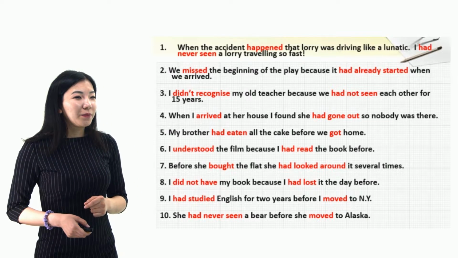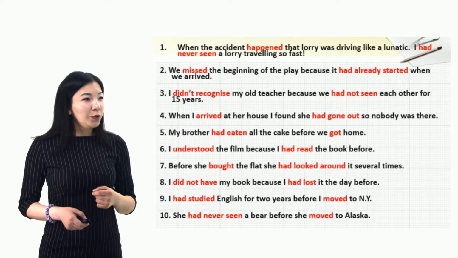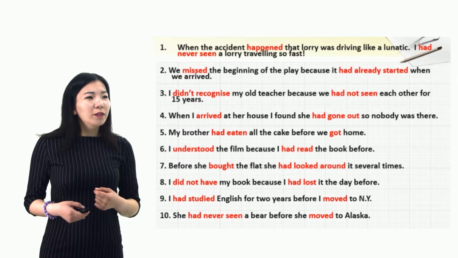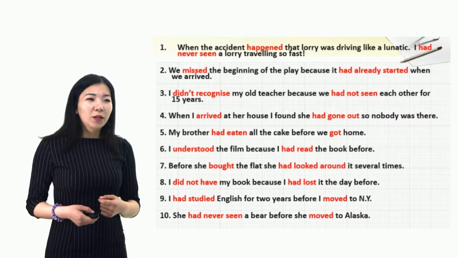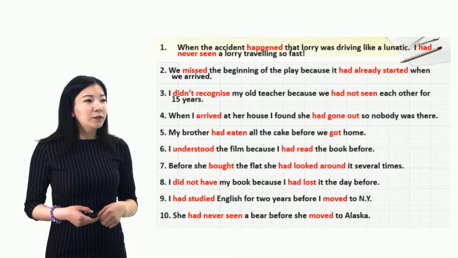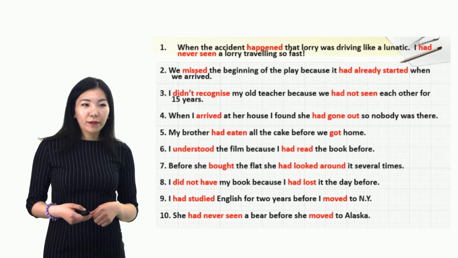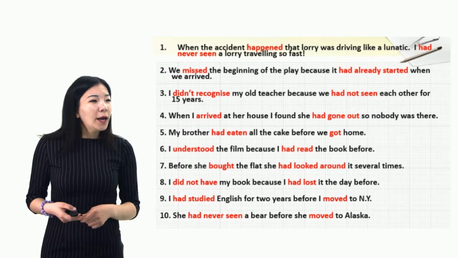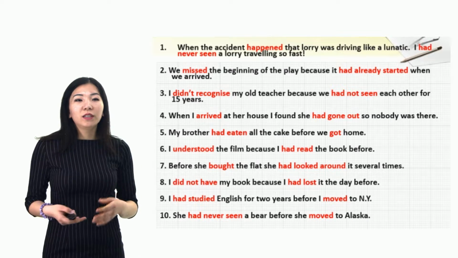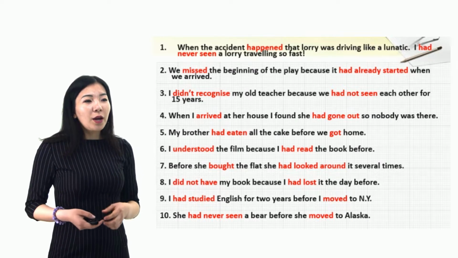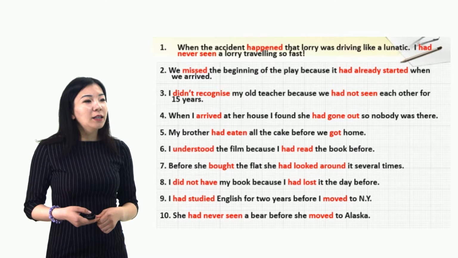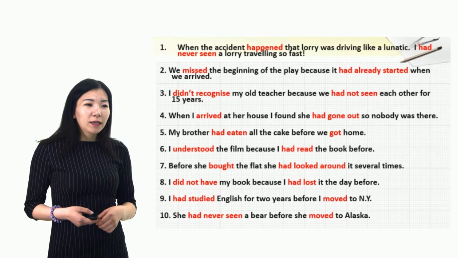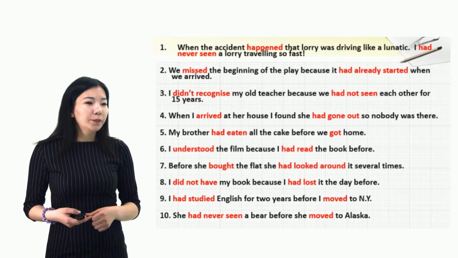So the first one: when the accident happened that lorry was driving like a lunatic. I had never seen a lorry traveling so fast. We missed the beginning of the play because it had already started when we arrived. I didn't recognize my old teacher because we had not seen each other for 15 years. When I arrived at her house, I found that she had gone out, so nobody was there. My brother had eaten all the cakes before we got home.